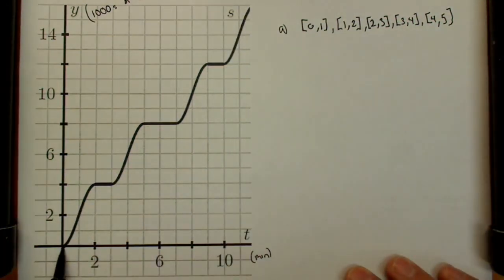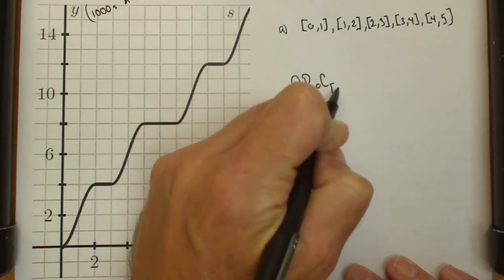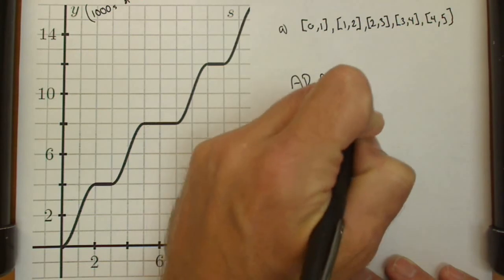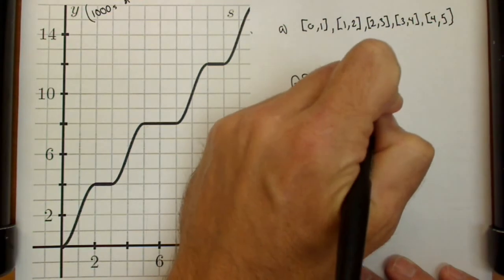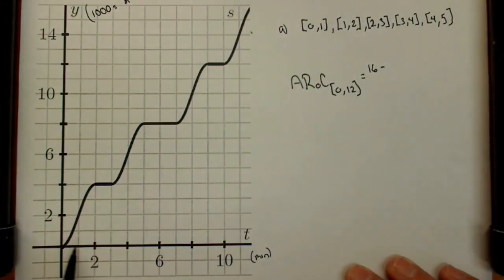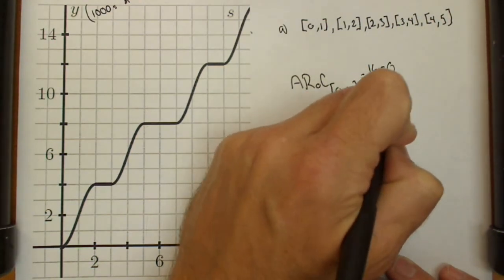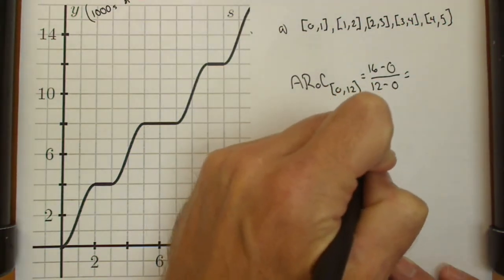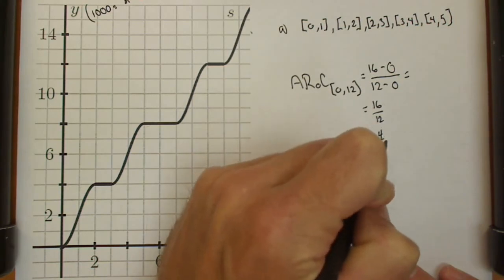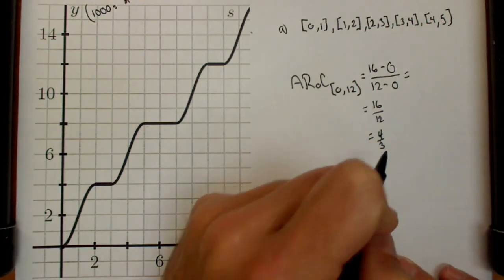Now, on the entire interval 0 to 12, we do see that we have an increasing rate of change, and we can find the average rate of change on that from 0 to 12. Looks like at 12 minutes it's about 16,000 feet, so we'll convert at the end. And at 0 minutes it's at 0 feet, over a time interval of 12 minutes. So our average rate of change is 16 over 12, or 4/3. And then remember, this is in thousands of feet per minute.